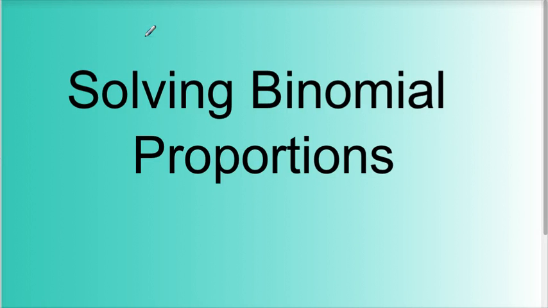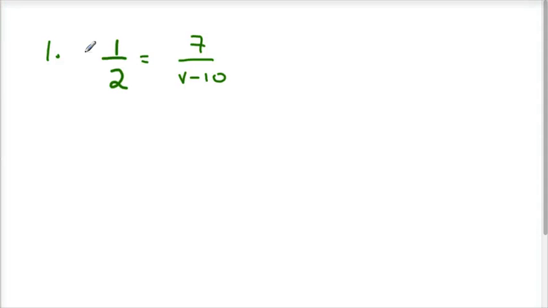In this lesson, we're going to be solving binomial proportions. We're going to look at 5 different examples. Example number 1: 1/2 is equal to 7 over v minus 10.